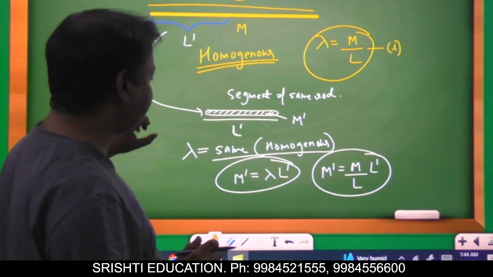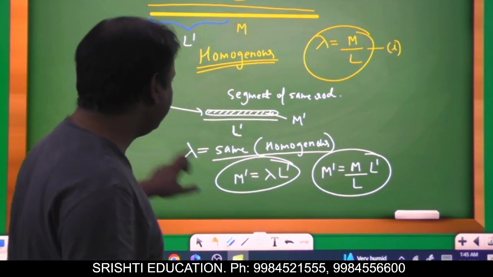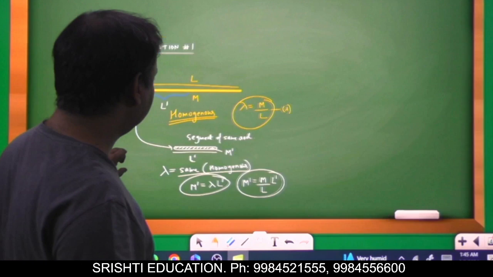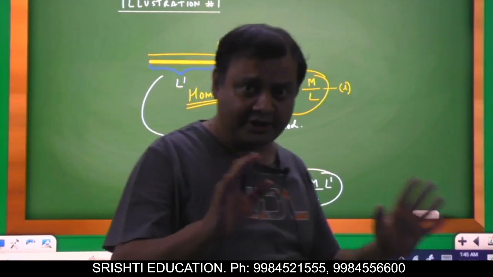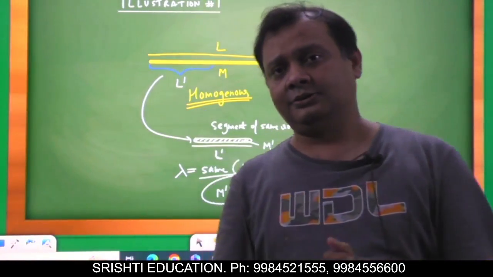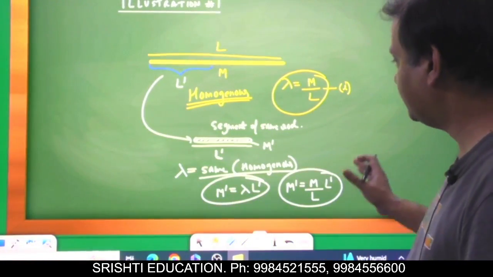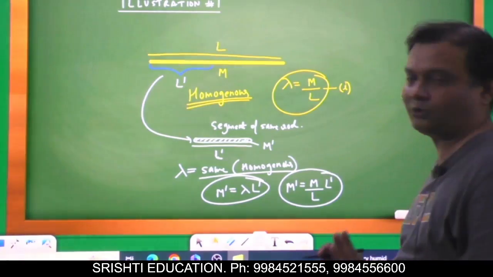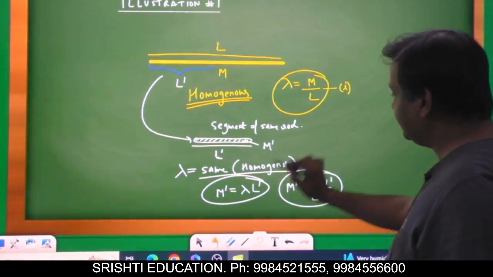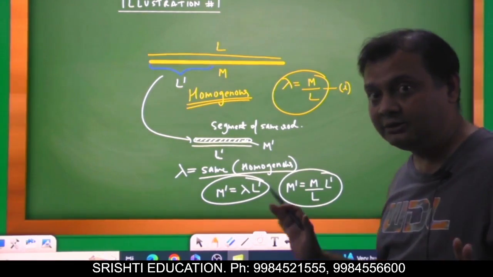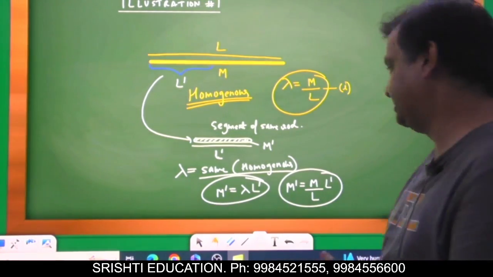So this is the first application. How you can find lambda for a uniformly distributed rod or homogeneous rod, and then how you can find the mass of any segment on the rod. You can apply this formula or this formula: lambda is M by L, or M is lambda L, when the body is homogeneous. Now see the second illustration.